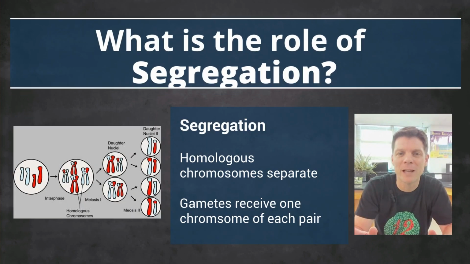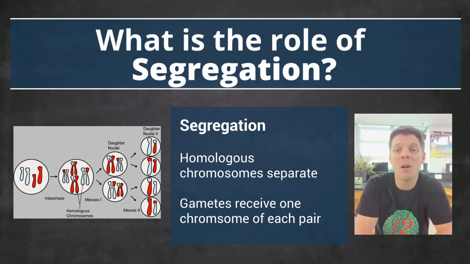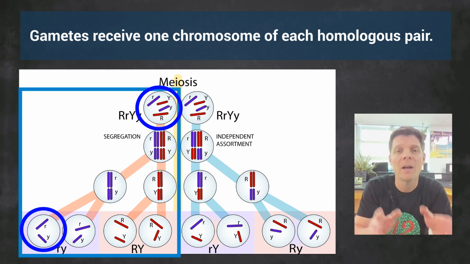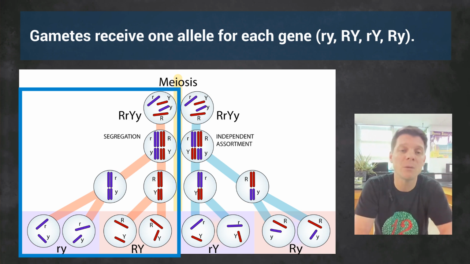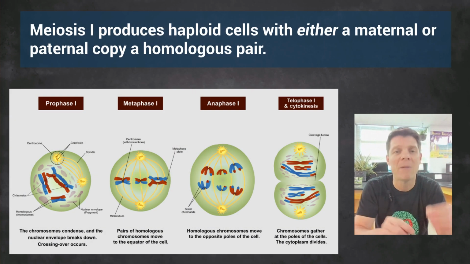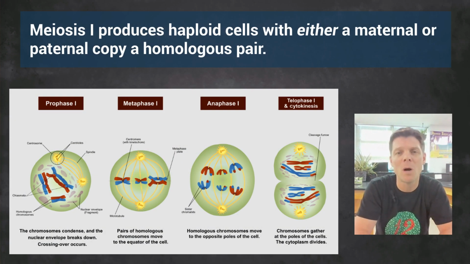Let's start with segregation. During meiosis, homologous chromosomes are separated into different gametes. This means that each gamete receives only one chromosome from a homologous pair, and therefore only one allele for each gene. That's why Mendel's law of segregation works. It's rooted in the physical behavior of chromosomes during meiosis 1.